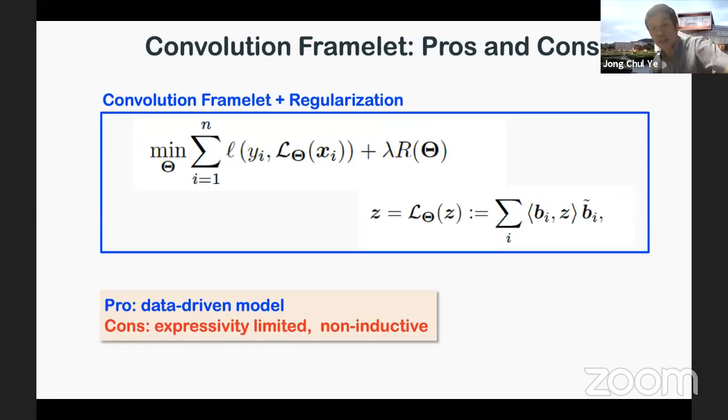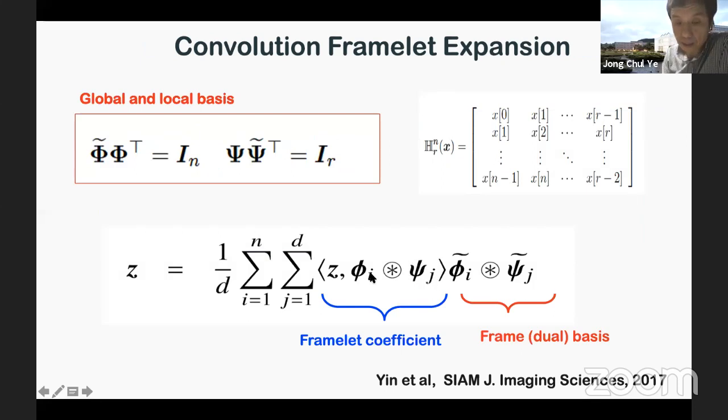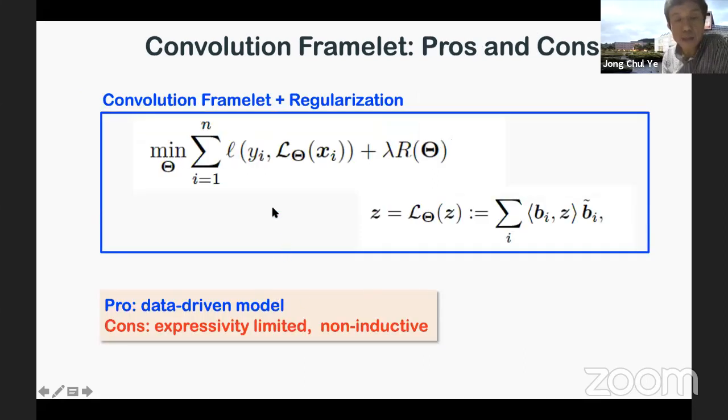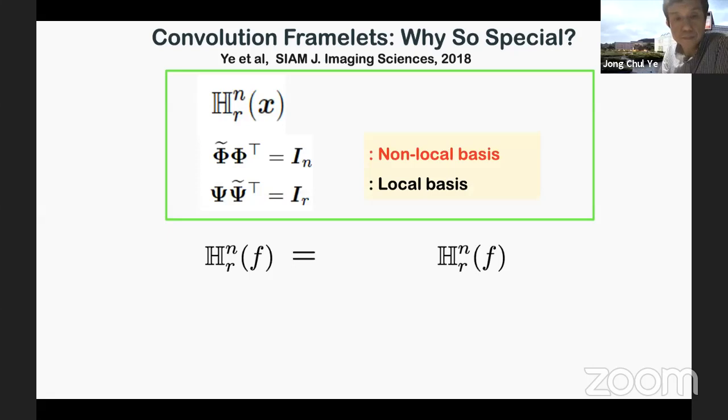Now, one of the nice things about this is that it becomes data-driven. If you combine this with a regularization term like this, you can estimate, especially this filter part, from the data. The non-local part is usually fixed, but this local part is estimated from data. So if I estimate it from the data, this is a data-driven model. However, the expressiveness is still limited because usually the filter size is small, and you also need to compute the optimization algorithm.